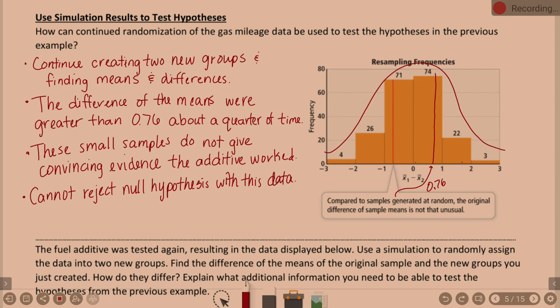Make sure you have the information you want. Continue creating two new groups and finding the means and differences. The difference of the means were greater than 0.76 about a quarter of the time. The small samples do not give convincing evidence the additive worked, or the additive improved the mileage. And so we don't have enough information to reject the null hypothesis.